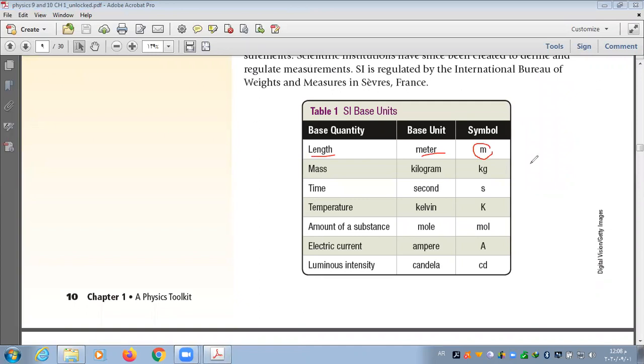And also we talked about, so we have mass, we have time, temperature, amount of substance, electric current, luminous intensity. We said each one of them, the most common ones that we will use: second, kilogram and meter. Also Kelvin, mole, ampere, and candela, they are not repeatable in our curriculum.